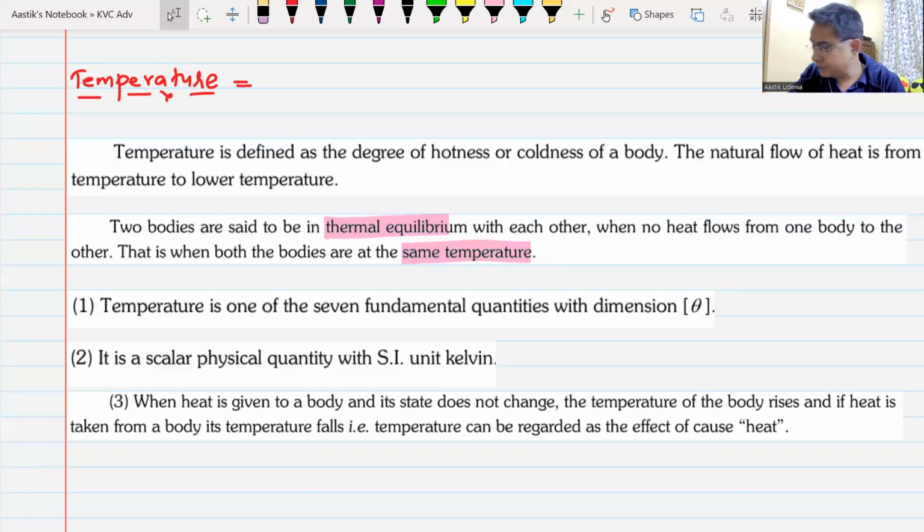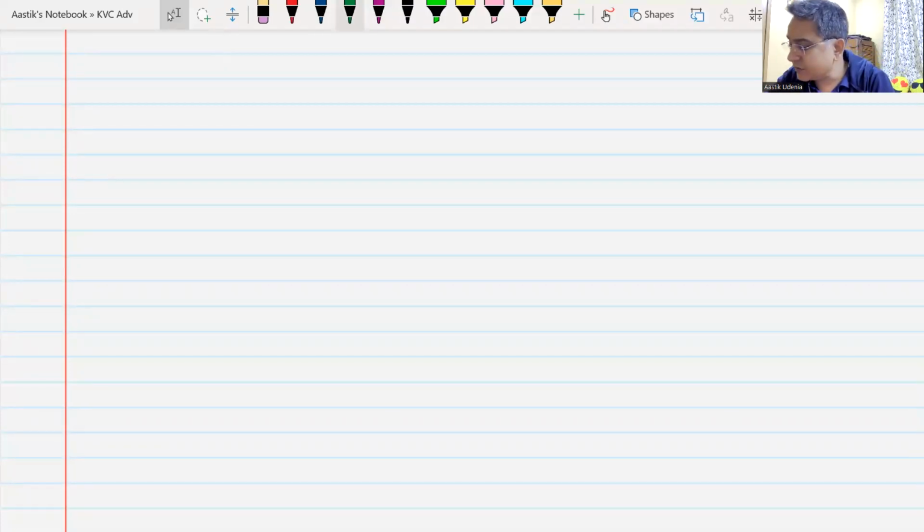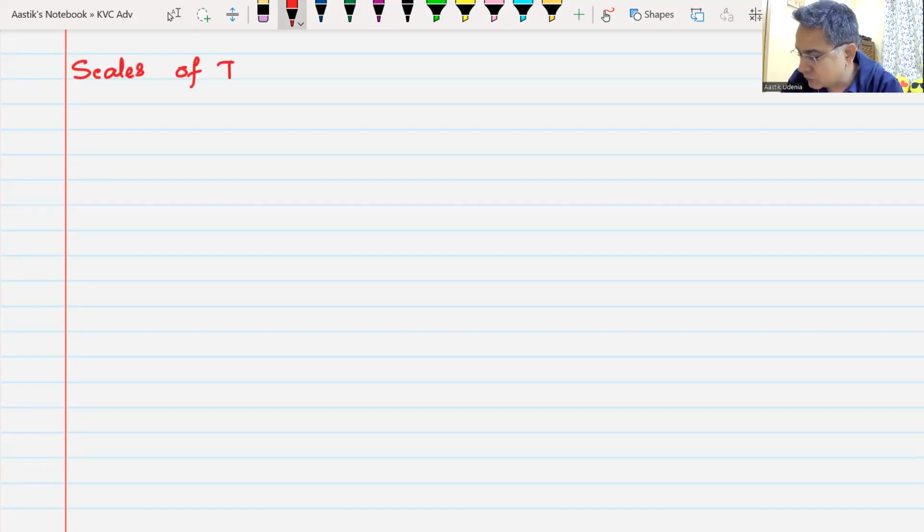Well, we have understood the concept of temperature. Now, to measure the temperature, we need a temperature scale. Temperature is measured by a thermometer. Every thermometer has markings on it, degree Celsius, Kelvin, or whatever. Those markings are basically known as scales. So the next heading is scales of temperature. To measure temperature, we need a scale.